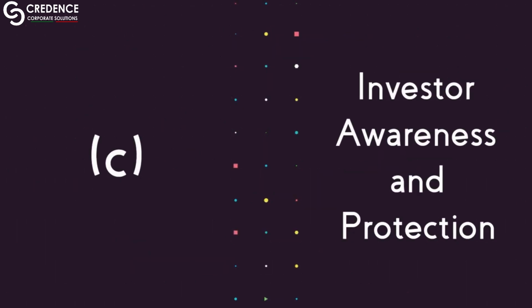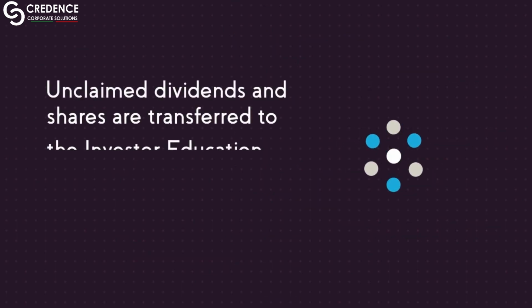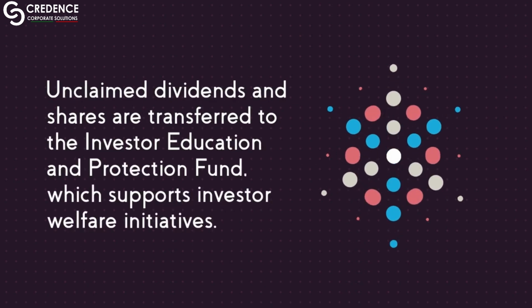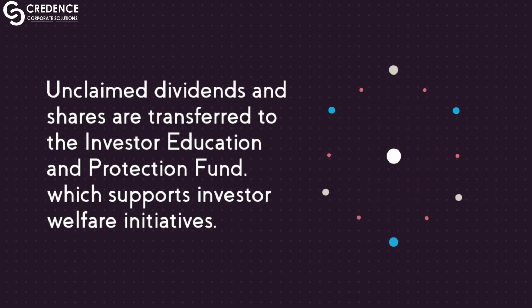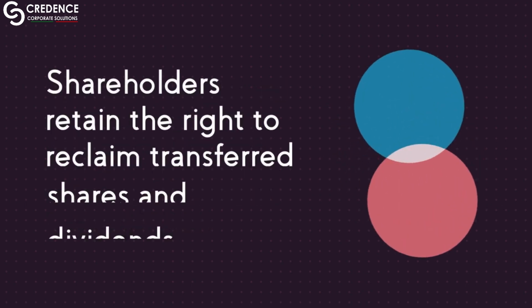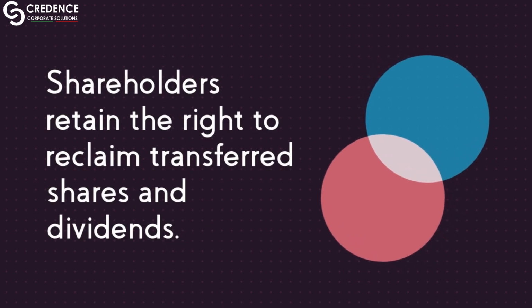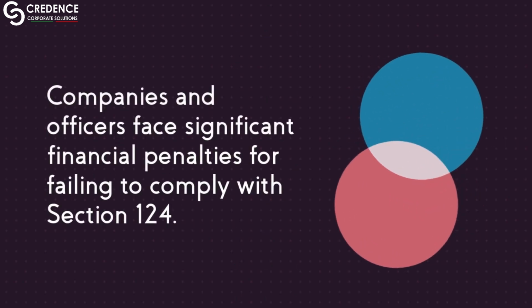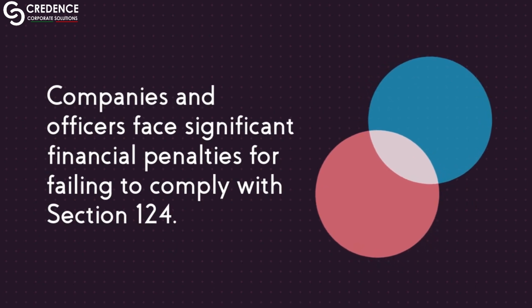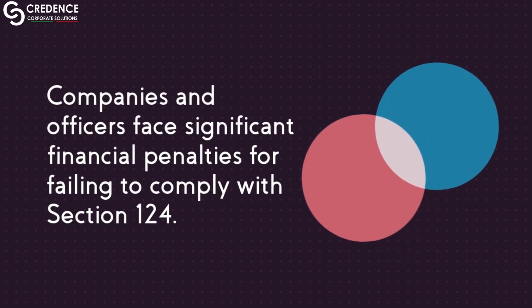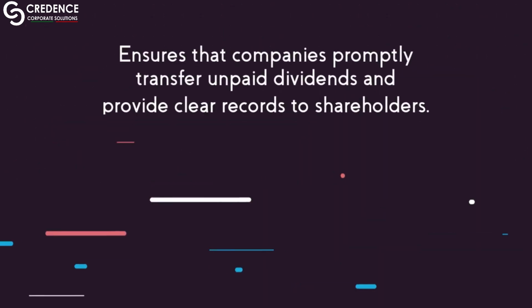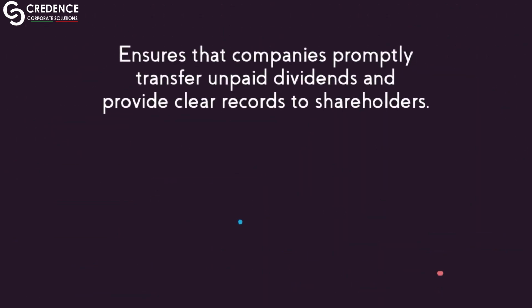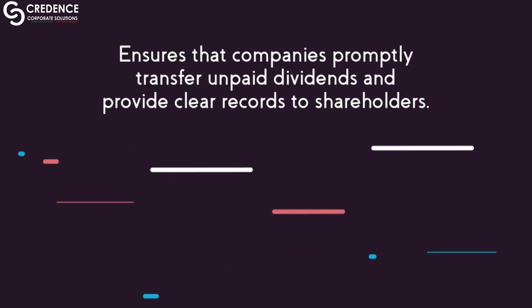C. Investor awareness and protection. Unclaimed dividends and shares are transferred to the Investor Education and Protection Fund, which supports investor welfare initiatives. Shareholders retain the right to reclaim transferred shares and dividends. D. Strict compliance and penalties. Companies and officers face significant financial penalties for failing to comply with Section 124. Ensures that companies promptly transfer unpaid dividends and provide clear records to shareholders.